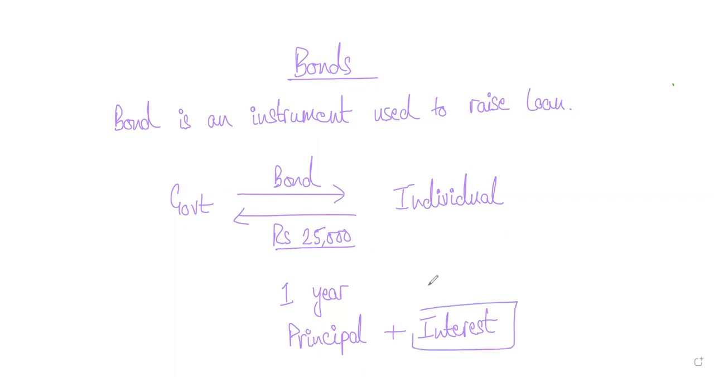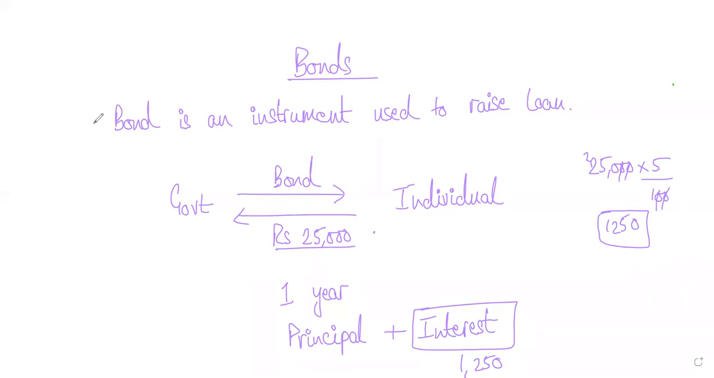Let's say the interest rate was 5%. So how much is 5% of 25,000? You do the simple maths. 5 fives are 25, 5 twos are 10, 11, 12. So 1250. They will give you 25,000 rupees back plus 1250 additional. Are you getting me? Is it simple? This is how the bond system works.